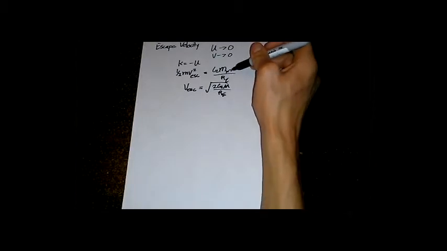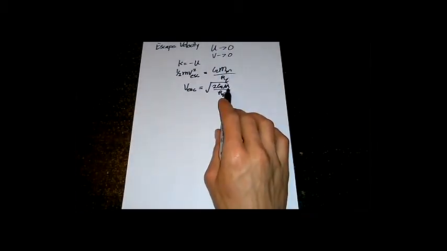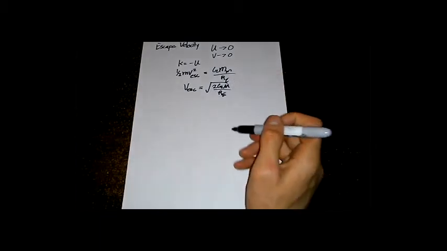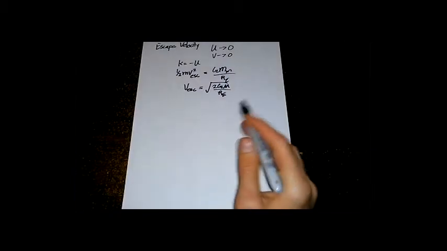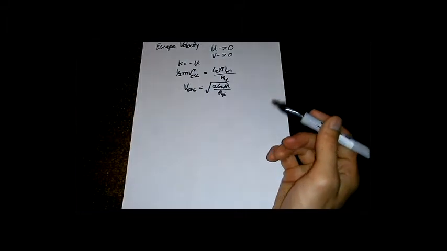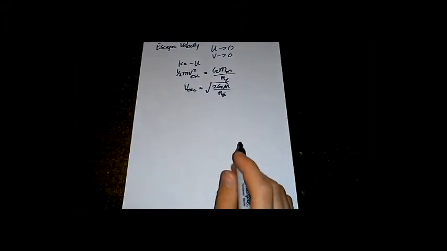A couple of things to note here is that the little m, the object that is doing the escaping, cancels, and you're left with just the values of the radius of the Earth and the mass. So if you have both of those values for any planet, you can find the escape velocity with this equation. The moon would be an example of something you could do this with. And also, it doesn't matter what the mass of the object doing the escaping is, so the velocity of a baseball leaving the Earth's gravitational pull will be the same as a couple-ton rocket.